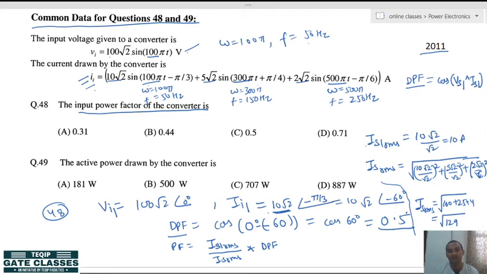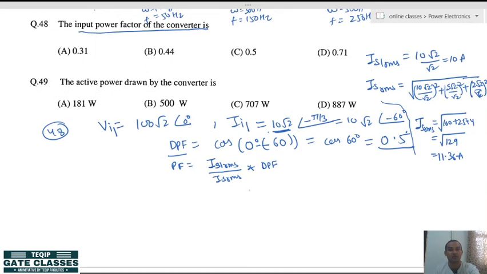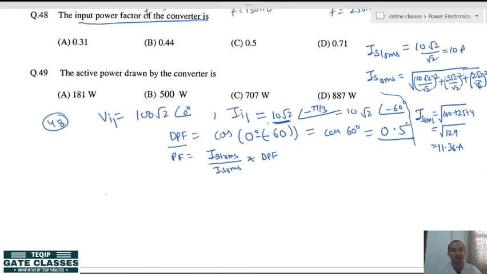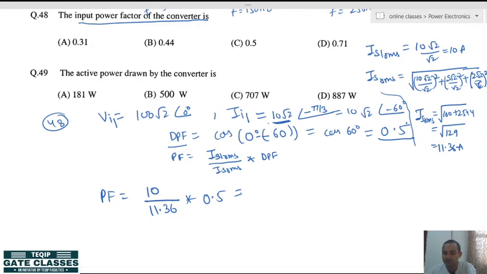So you have got Is1 RMS and Is RMS. Now calculate its value. The power factor will be 10 divided by 11.36. Now what is the displacement power factor? It is 0.5. So the value is 10 into 0.5 divided by 11.36. So it is coming 0.44. So this is the input power factor.